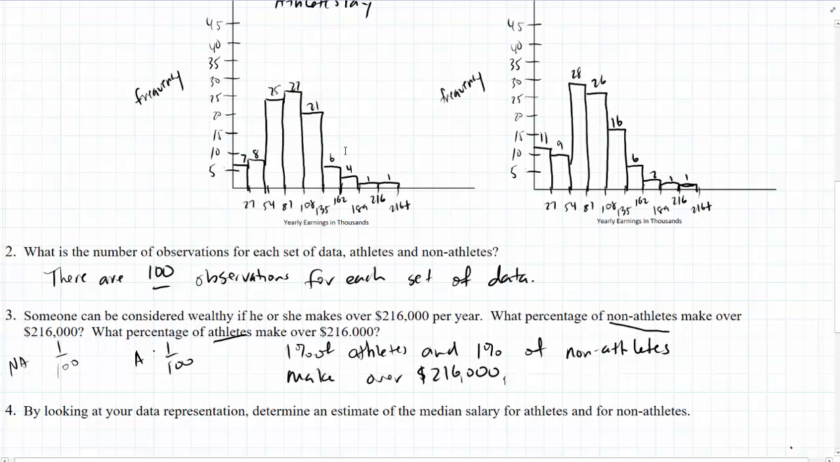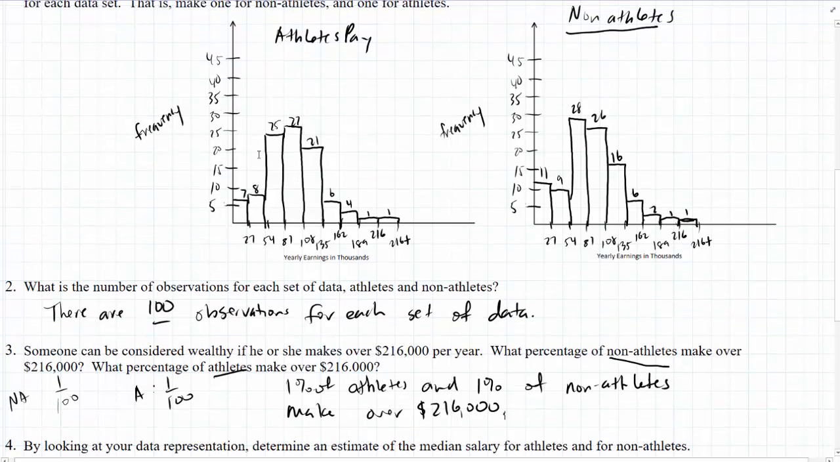We know the median should be somewhere around the 50th person, right? So 7 plus 8 is 15, plus 25 is 40. That must mean that for the athletes, they have to be somewhere in this bin, so that would make it between 81,000 and 108,000.